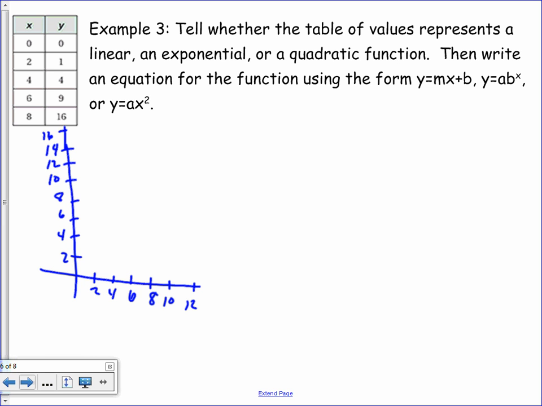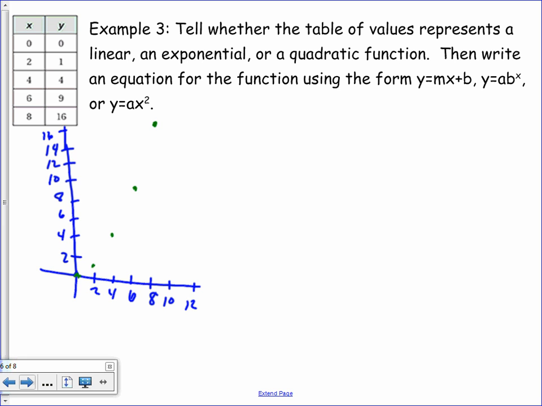All right, 0, 0. Maybe it's better if I use a different color here for graphing. So 0, 0, 2, 1, 4, 4, 6, 9, 8, 16. Okay. And we can see here this is kind of curved. Since it's curved, it's either going to be exponential or quadratic.